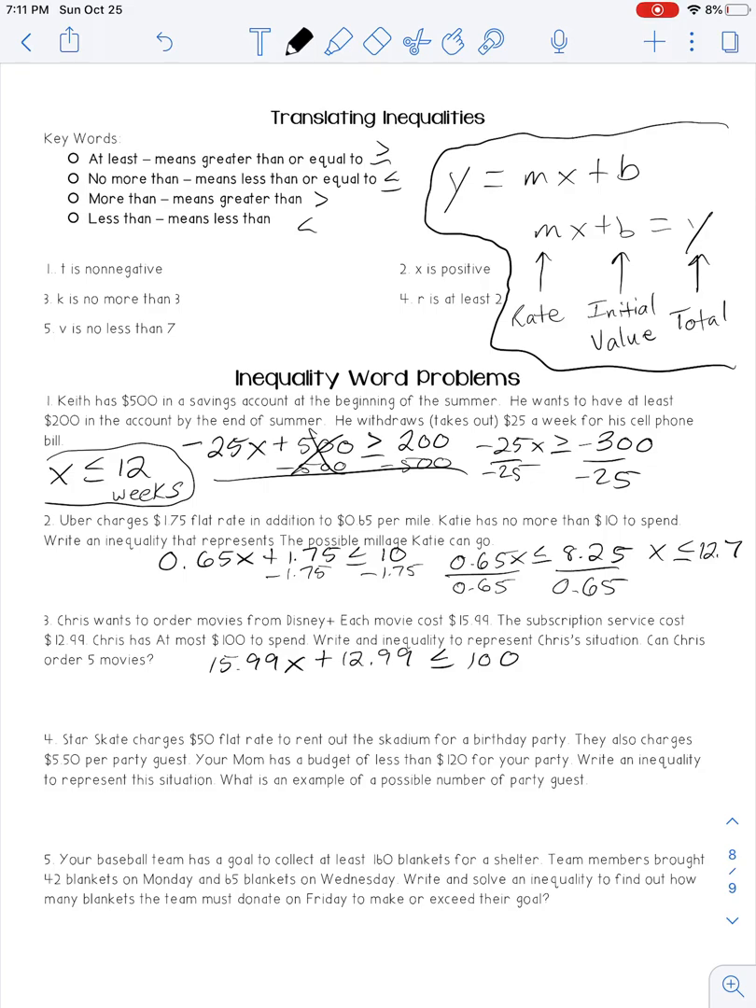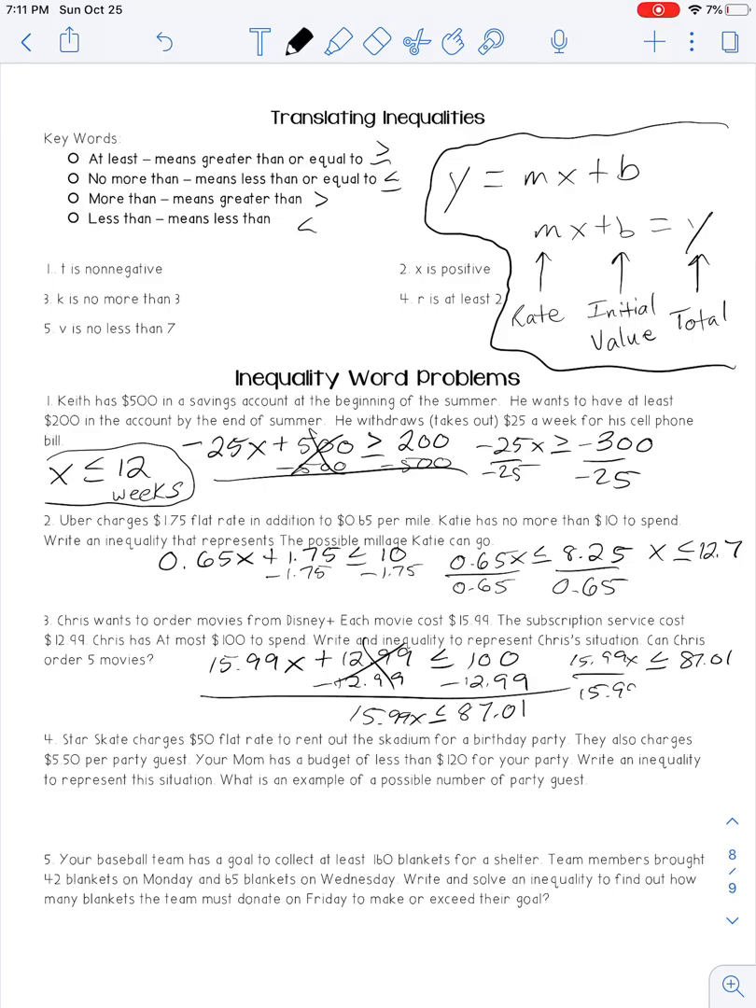Can Chris order 5 movies? All right, so obviously we need to solve it. So we'll take 100 and then we will subtract it. We will get 87.01. Drop down the 15.99x. So I'm going to move this over so I got some room. So 15.99x less than or equal to 87.01.